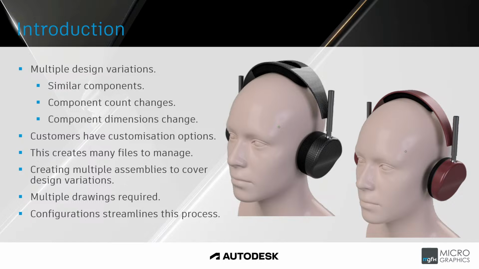Now, typically, if you are dealing with these scenarios, it'll create many different files that you have to manage. If you want to change out the speaker type and the ear cup and the foam that's related to that, the padding, you've got to switch out all of these different components, take out the smaller components, put in bigger components if you upgrade the speakers. And so this creates many files that you have to manage within your data panel or your Fusion 360 cloud storage. Once again, this can create multiple assemblies, or you may need to create multiple assemblies to cover your different design variations. And then from there, multiple drawings. And so you've got to create all of those different drawings for the different variations.